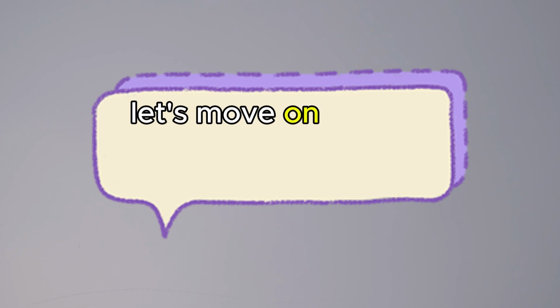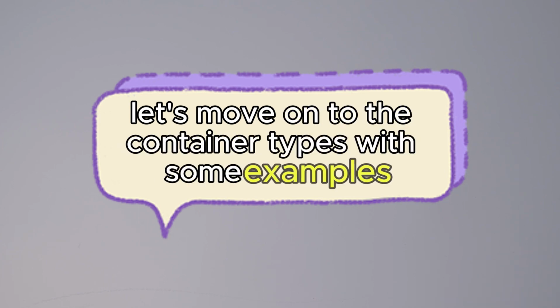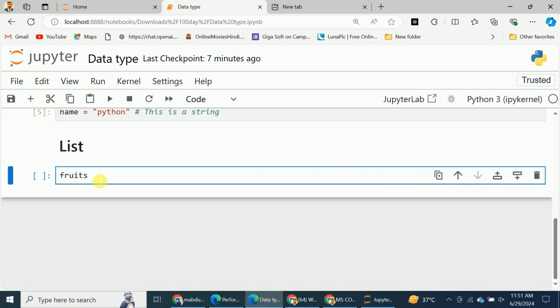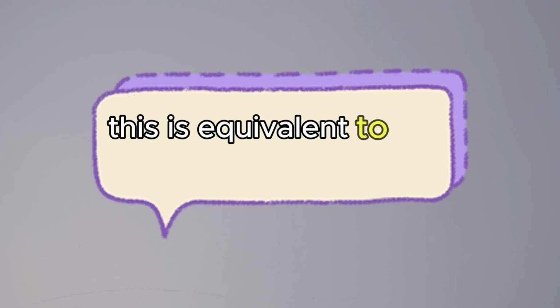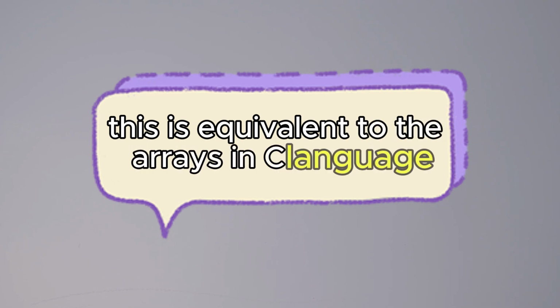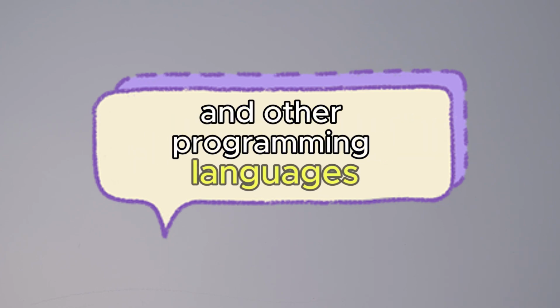Examples of the container type. Let's move on to the container types with some examples, like list. Fruits is assigned like apple, banana, cherry. This is equivalent to the arrays in C language and other programming languages.